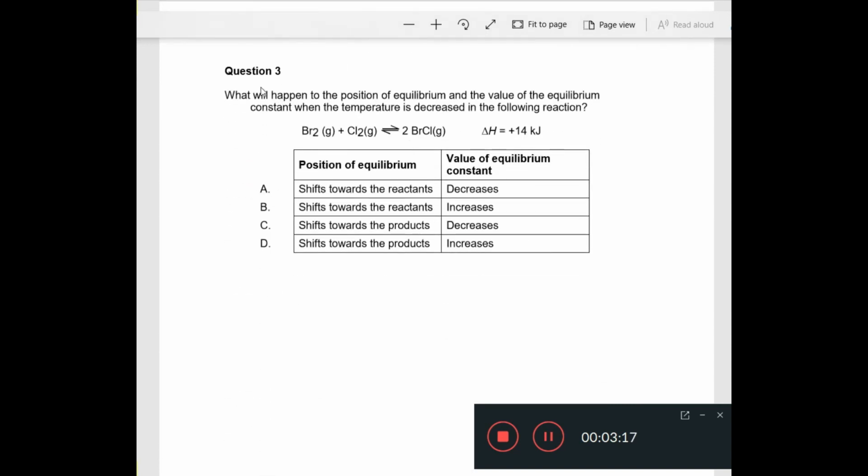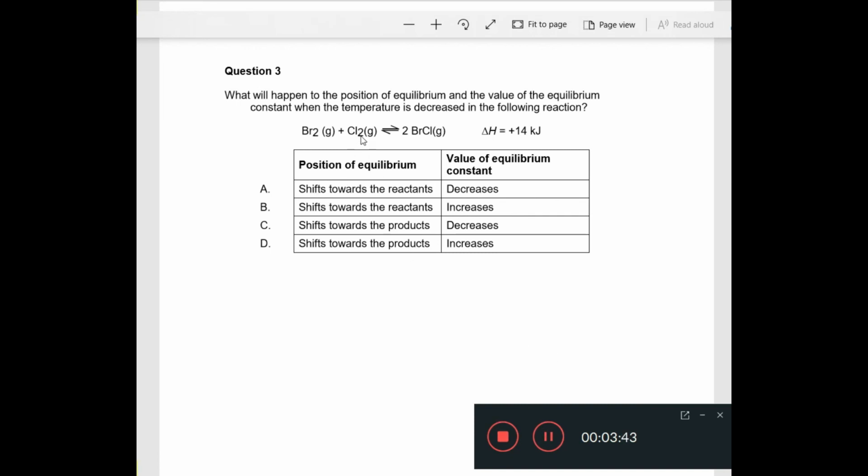Okay? Now I'll go to question 3. Question 3, what will happen to the position of equilibrium and the value of the equilibrium constant when the temperature is decreased in the following reaction? Now the reaction has a 1 to 1 to 2 mole ratio. It's an endothermic reaction. Okay, so we're just changing temperature. So let's look at it.